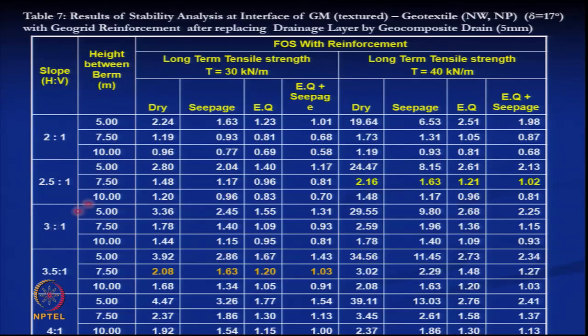We were hoping that with 30 kilonewton per meter, this would become stable, 7.5. Dry was fine, seepage was fine, earthquake was fine, but this was still 0.93. So what it told us was that even with all this, if I want to use a T equal to 30 kilonewton per meter, I have to use a slope of 3.5:1. Okay? With everything we have done, might as well use 4:1 and be happy.